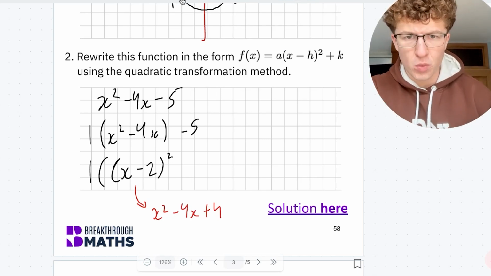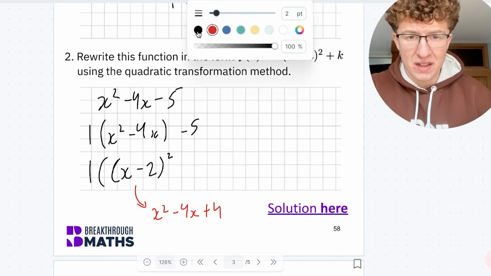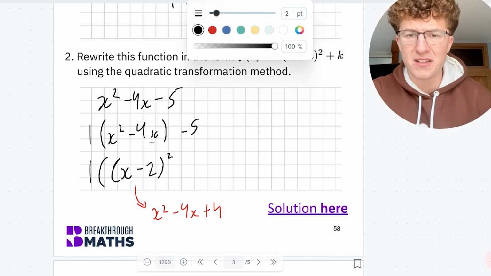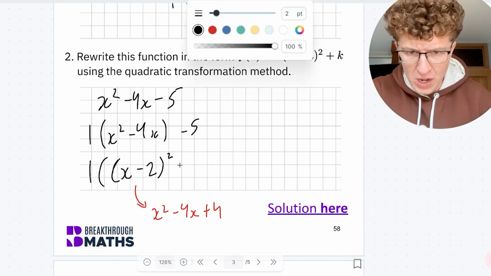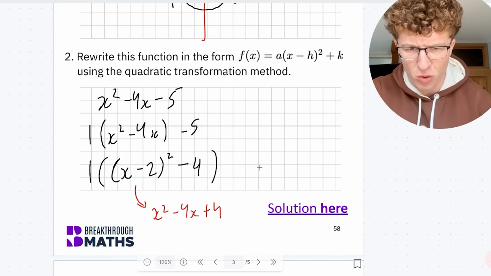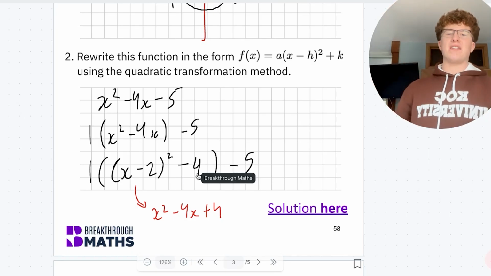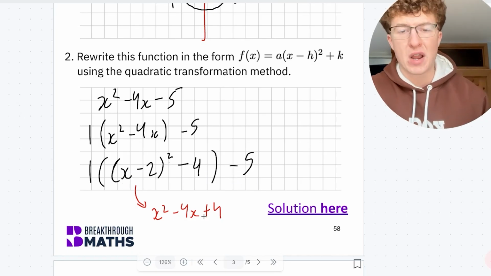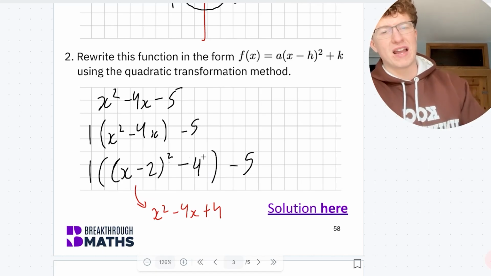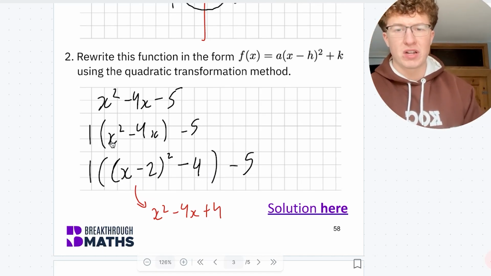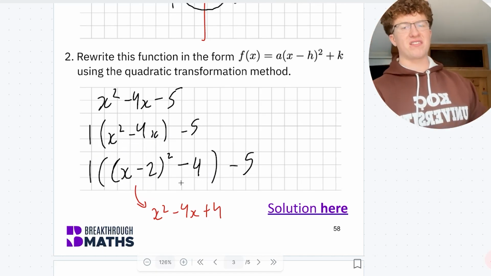So what we're going to have to do is, because there's a plus 4 here, remember, in this bracket, we don't have a plus 4. We're going to have to write a minus 4 here. And we do that because then when we square this bracket out, this plus 4 will cancel with this minus 4 here. And we're going to just be left with x squared minus 4x.